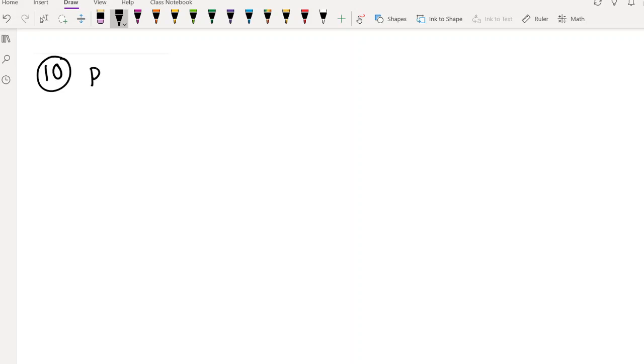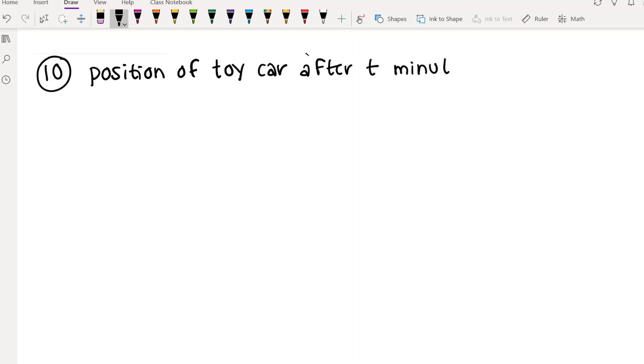So the position of the toy car after t minutes is s of t equals t cubed minus 3t, and that is measured in meters. So the units are meters for the distances and minutes for the time.